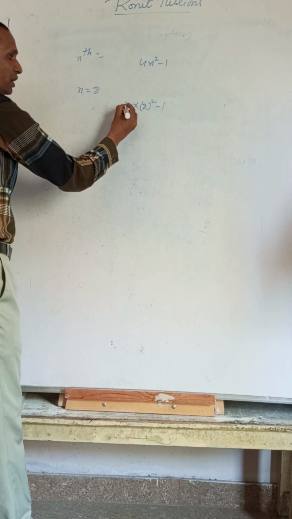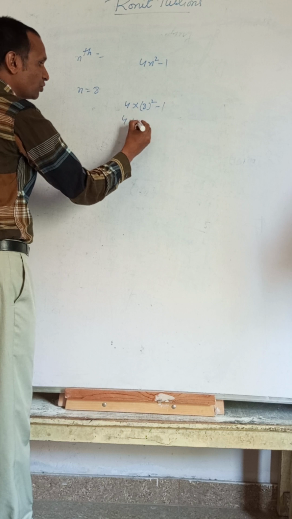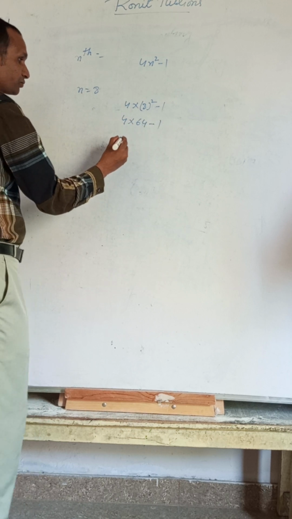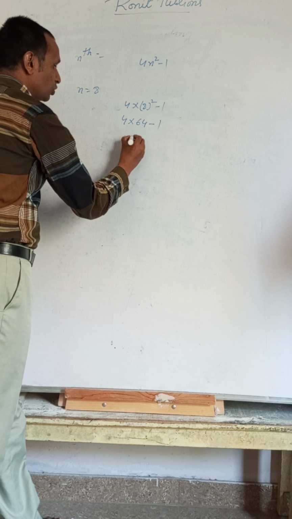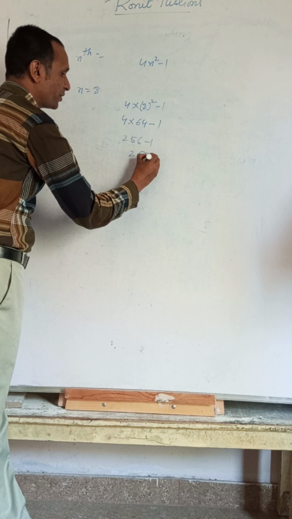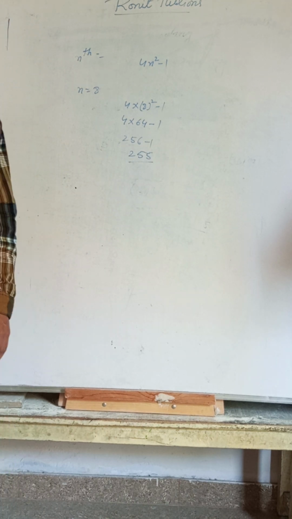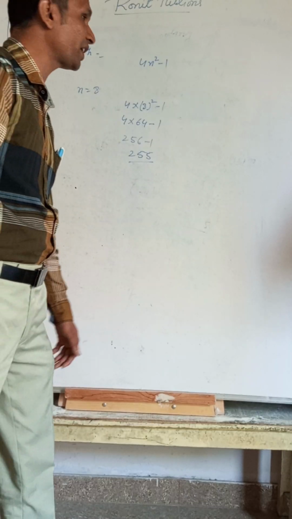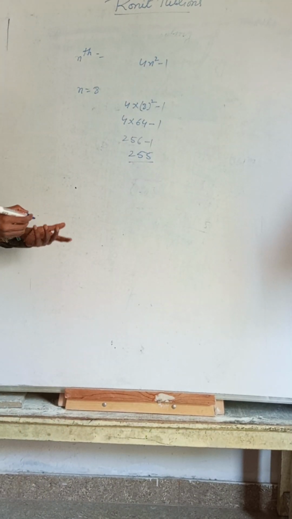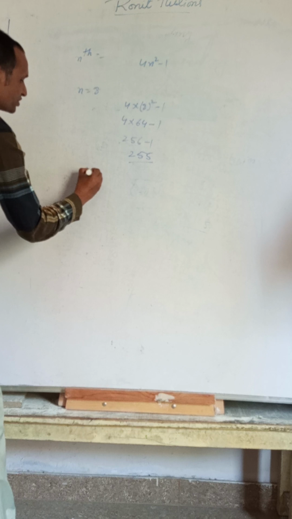4 into 8 squared is 4 times 64, which is 256. 256 minus 1 is equal to 255. So this is the eighth term of the given AP. Similarly, suppose it is given to find a term if the nth term is defined in another form.